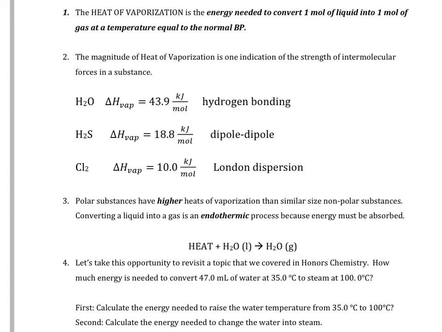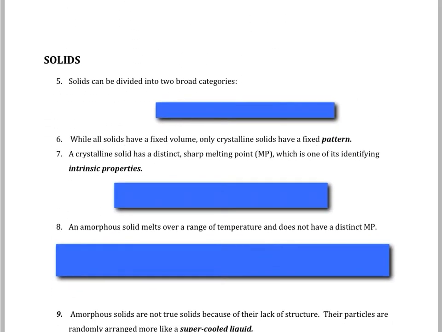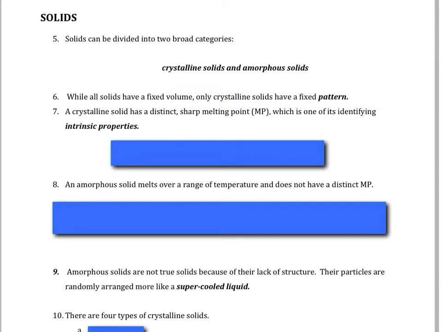Up until this point, you've been told that solids are substances which have a fixed volume and a fixed shape. But we can further divide solids into two categories based on the way the particles are arranged. There are actually two kinds of solids. There are true solids, which are called crystalline solids, which we just call crystals, and amorphous solids. So we're going to start to talk about solids as having a fixed volume, but we'll look at the pattern.